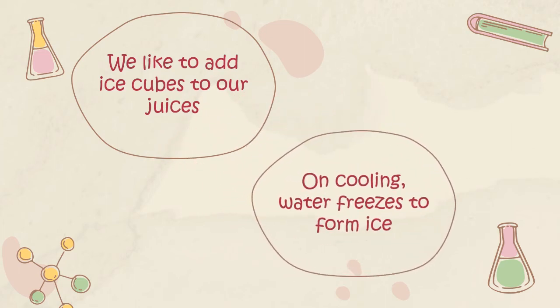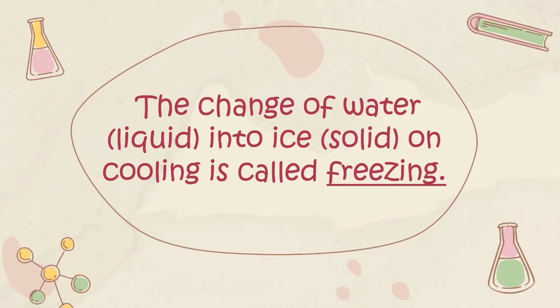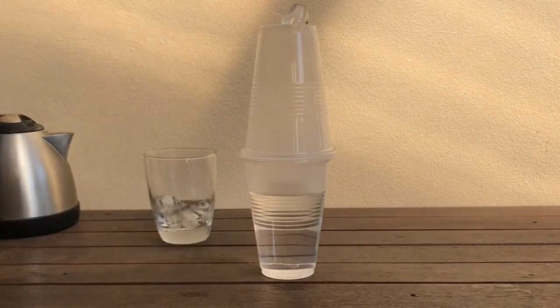On cooling, water freezes to form ice. Pada pendinginan, air membeku membentuk es. The change of water into ice on cooling is called freezing. Pembekuan air menjadi es pada saat pendinginan disebut membeku. Nah, jadi perubahan zat cair menjadi zat padat itu disebut membeku atau freezing. Look at the video. There is example of condensation.